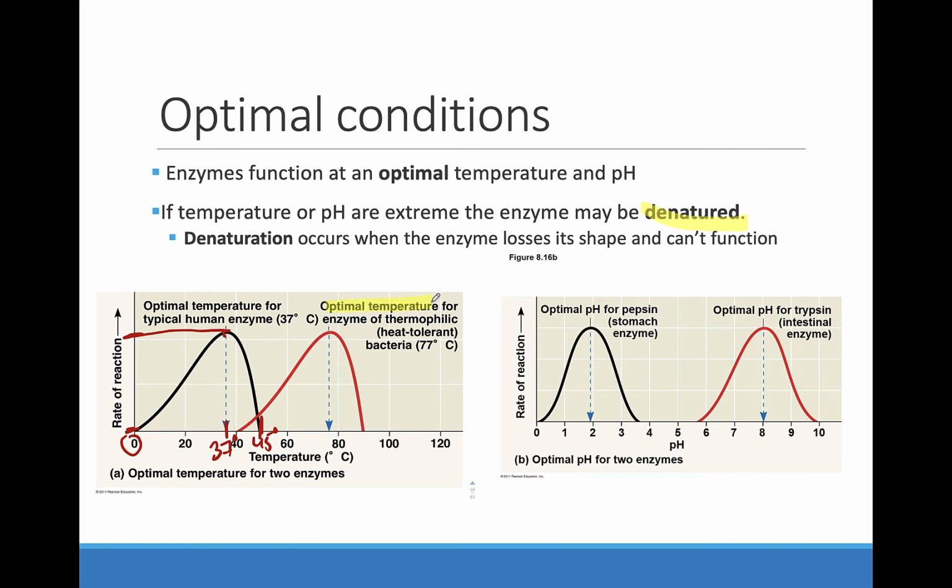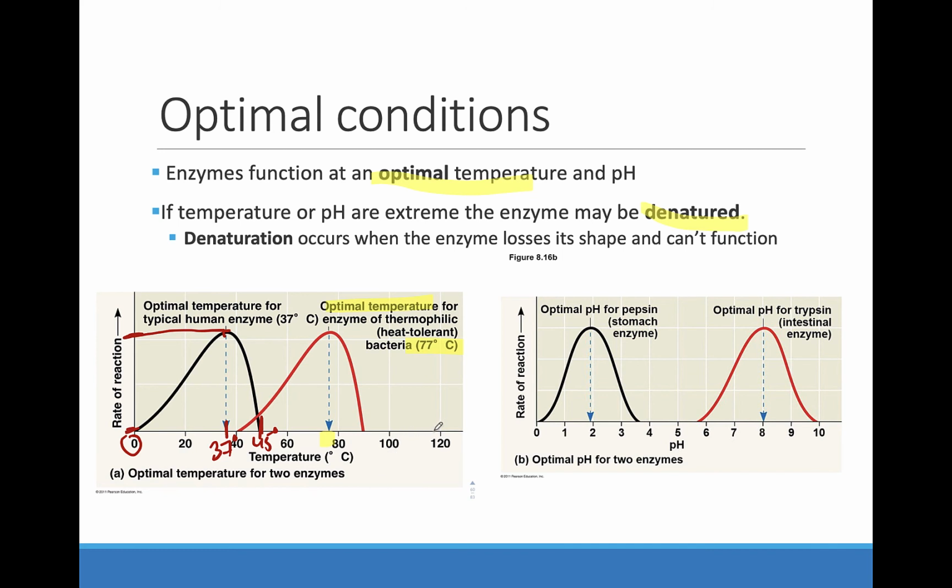The red line on the temperature graph shows an enzyme that lives in a heat-resistant bacteria. This also follows the same pattern. It has an optimal temperature that it functions the best at, about 77 degrees Celsius. When the temperature is lower or higher, the reaction does not go as quickly as at the optimal temperature.